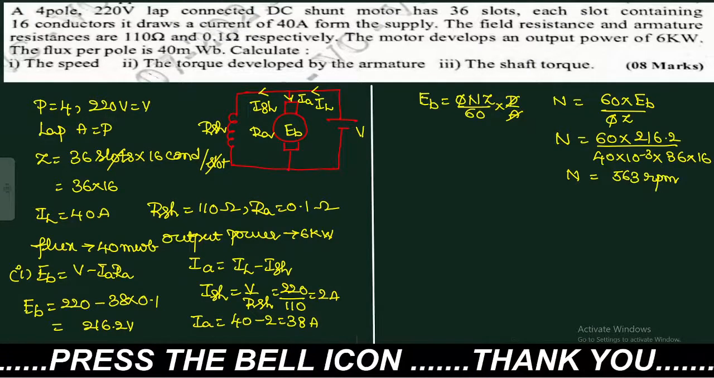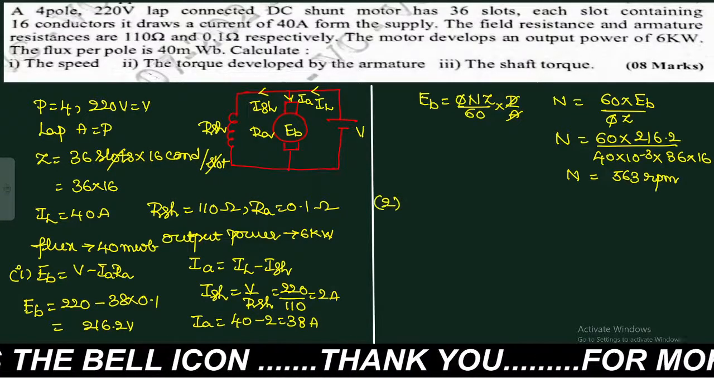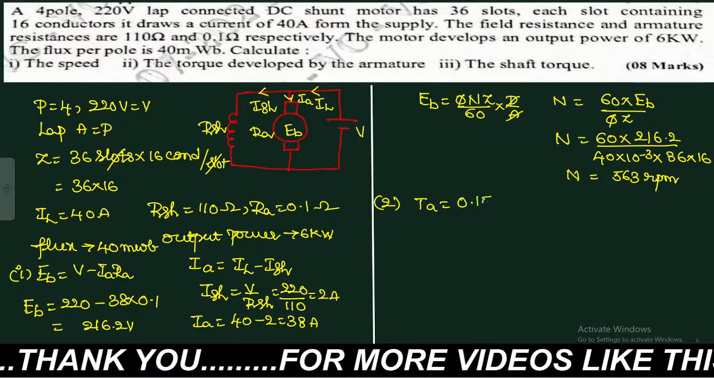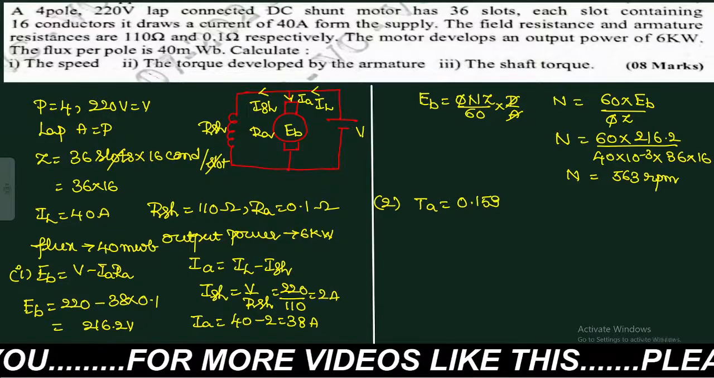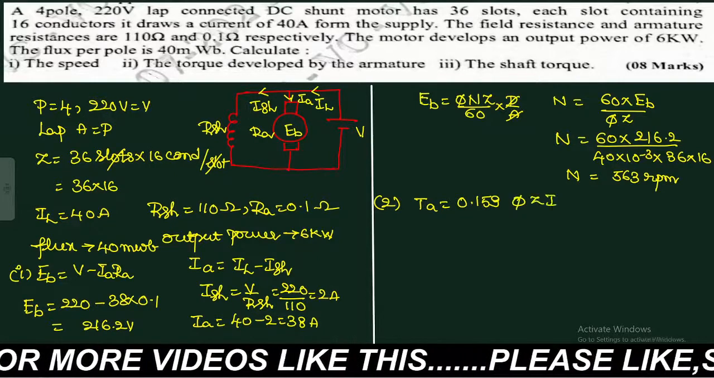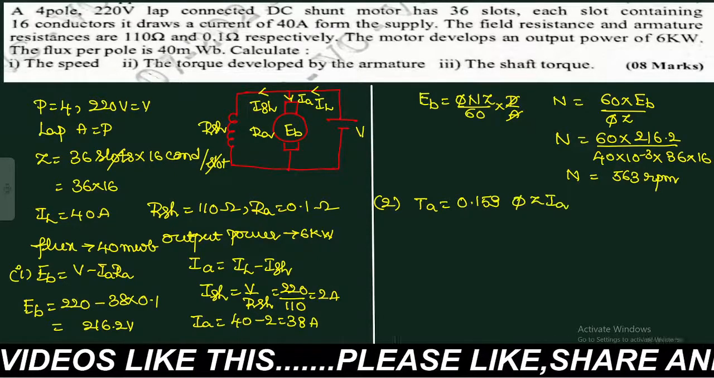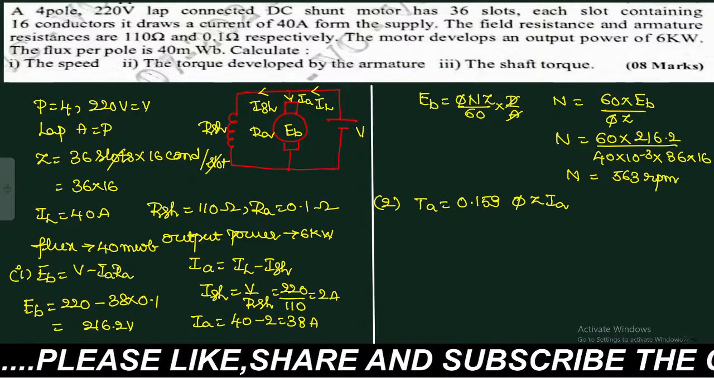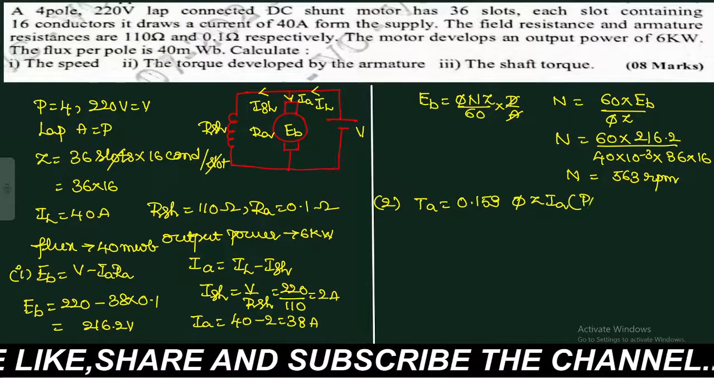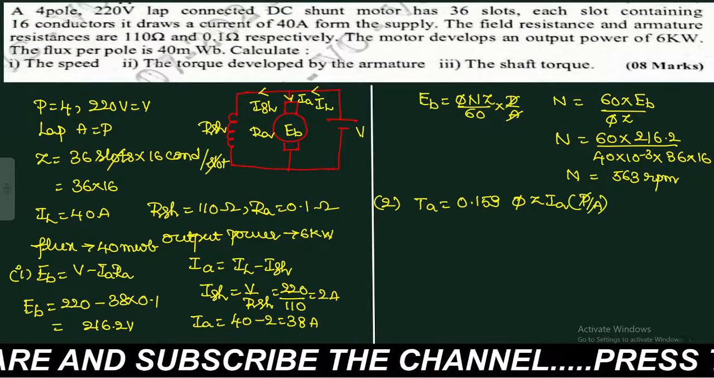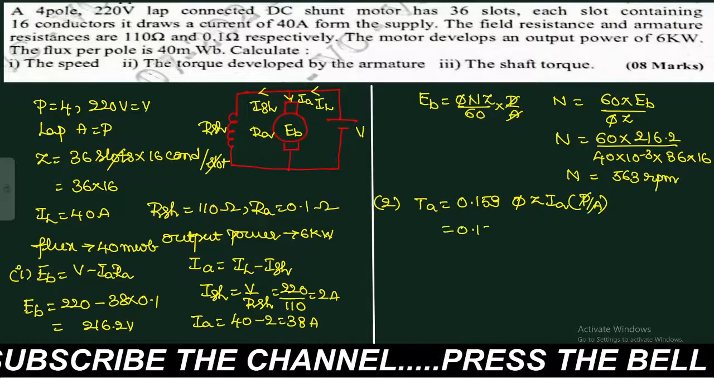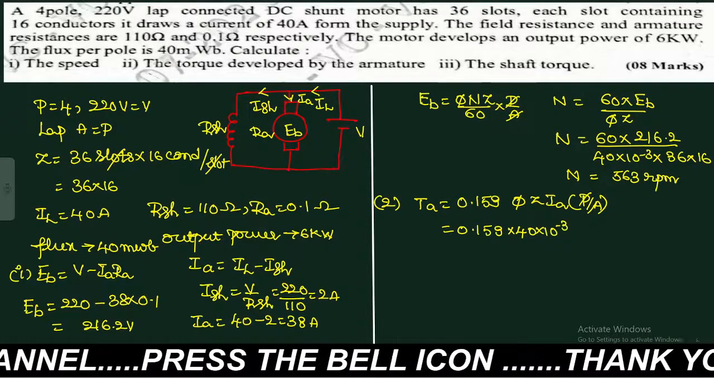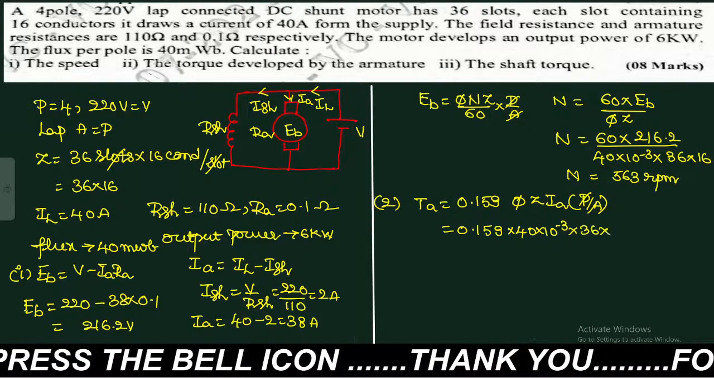Next, the second question: the torque developed by the armature. You already know the formula: the torque developed by the armature is 0.159 into phi Z IA into P by A. P by A gets cancelled here, so no need to write that. So 0.159, flux per pole is 40 into 10 to the power of minus 3, and the number of conductors is 36 into 16.